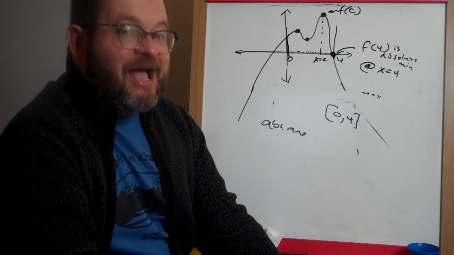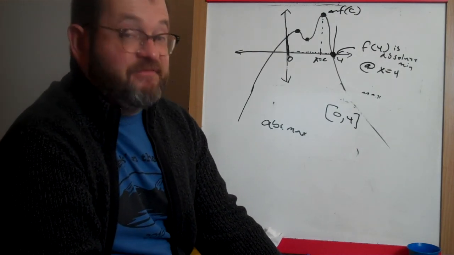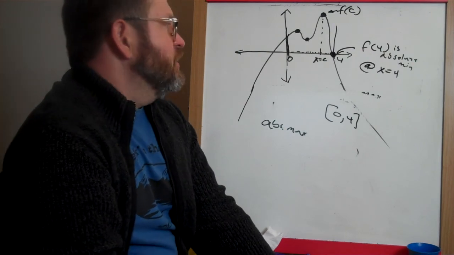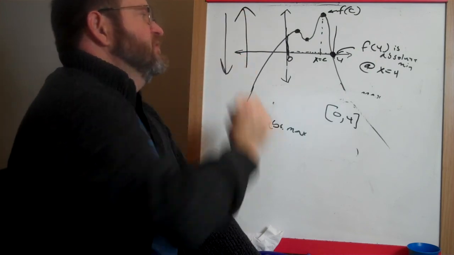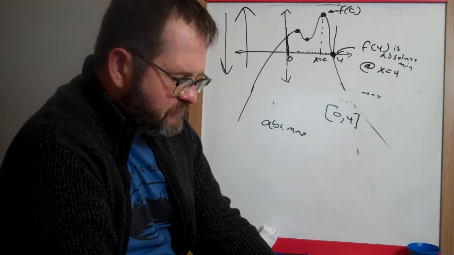Notice that the word absolute maximum and the term absolute minimum have nothing to do with absolute value. Okay? Absolute maximum means it's farthest this way on the graph. Absolute minimum means it's farthest that way on the graph. All right.